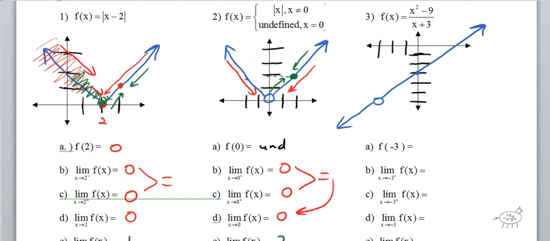Okay? All right, let's take a look at another one here. Number 3. This is one where we canceled that x plus 3 out, remember that? And that created a hole. So if I said, what's f of negative 3? You're going to go to negative 3 and you're going to go, oh, there's a hole there. Okay, that's undefined.